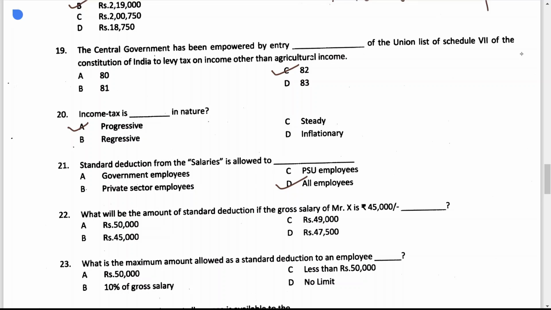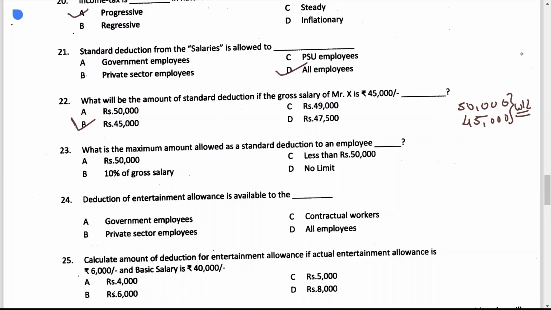What will be the amount of standard deduction if gross salary of Mr. X is rupees 45,000? Here amount of standard deduction is 50,000. Maximum amount is 50,000 and his gross salary is 45,000. Now whichever is lower, that will become his exemption. So here 45,000 will become the answer because 45,000 is lower than the 50,000. The next one, what is the maximum amount allowed as a standard deduction to the employee? So maximum amount of rupees 50,000 is allowed as a deduction in case of standard deduction.